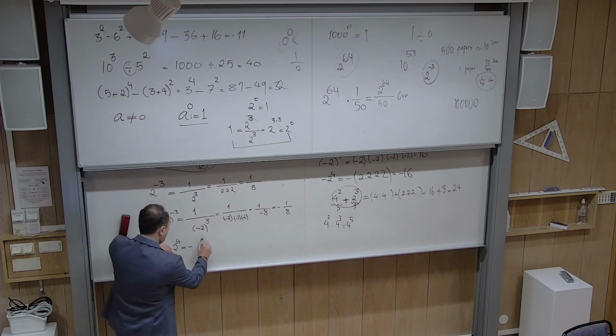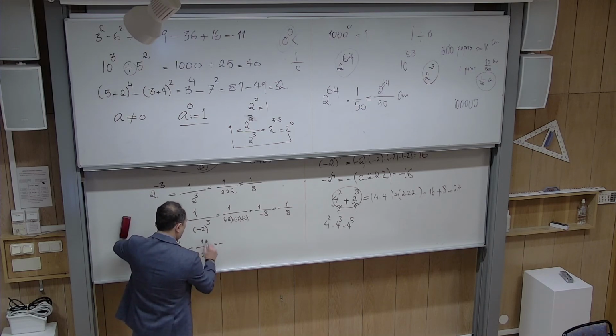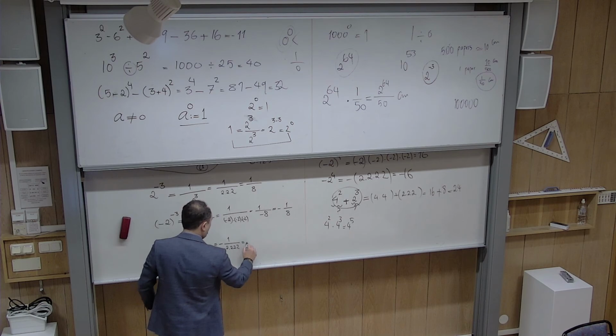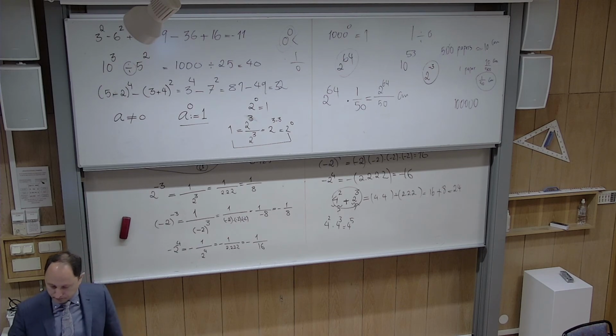So it becomes 1 over 2 to the 4. And then I start copy and pasting this part that I am not going to change. But this one is 2 times 2 times 2 times 2. And then it becomes, copy and paste, 16. The answer is minus 1 over 16.